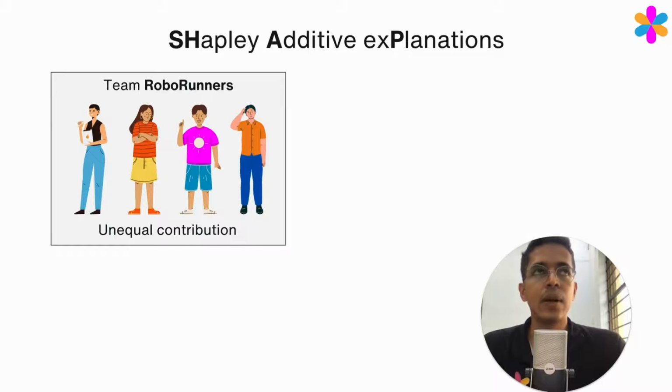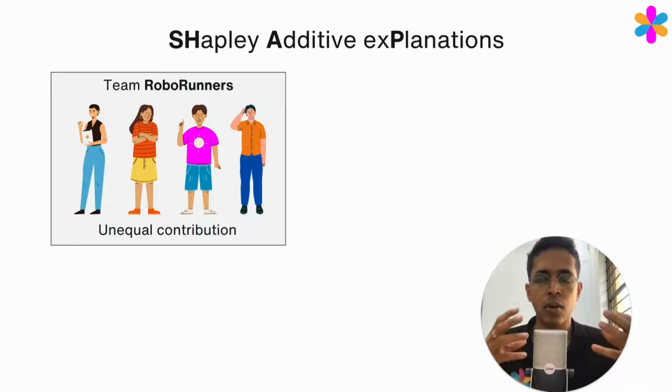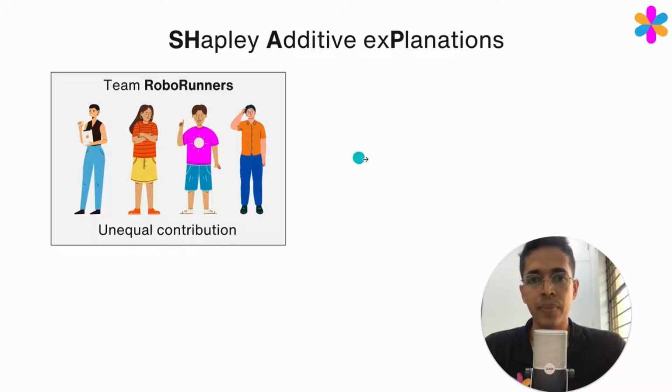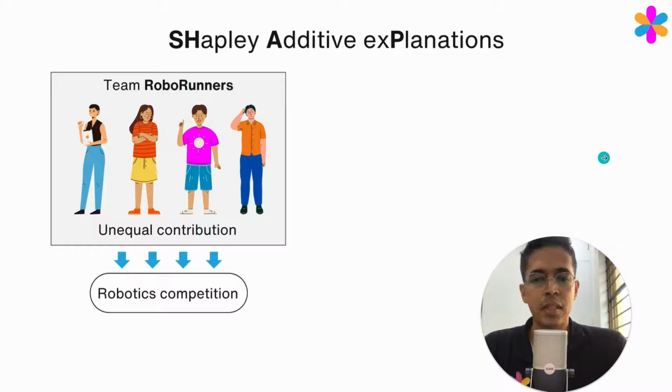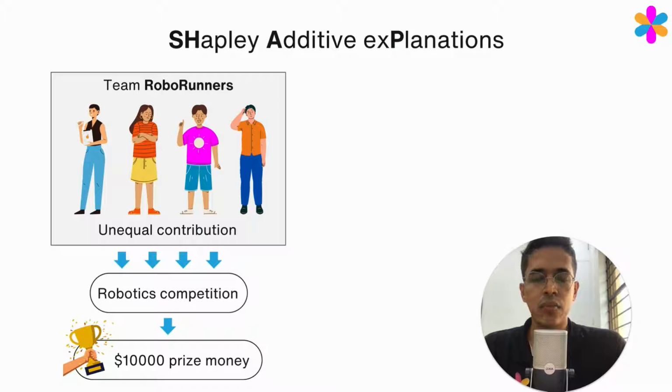We can try to understand the essence of this using a simple example. Imagine there is a team of 4 people called Team Robo Runners, I just put a name, who competed in a robotics competition, a physical robot making competition. Because these 4 people have 4 different skills, they made unequal contributions towards the team. But at the end of the day, they participated in the competition and won the first prize of $10,000 in prize money. Now, if we want to distribute this prize money among these 4 people, what is the way in which we can do that?